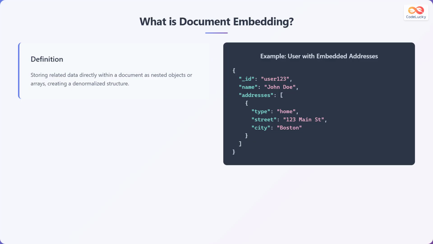For example, here's a user document with embedded addresses. The user document with the ID user123 contains the name John Doe, and the addresses field holds an array of address objects. Each address object includes details like the type, which could be home, the street address, which is 123 Main Street, and the city, which is Boston. Embedding allows you to retrieve all this information with a single query.